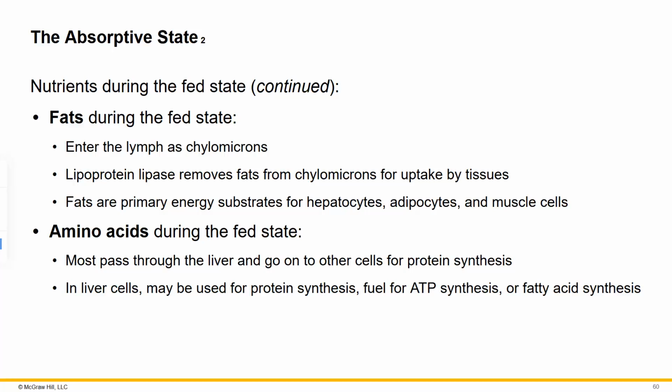Fats enter the lymph as chylomicrons. Lipoprotein lipase removes fats from chylomicrons for uptake by tissues, and fats are primary energy substrates for hepatocytes, adipocytes, and muscle cells. Amino acids during the fed state: most pass through the liver and go on to other cells for protein synthesis. In the liver, they may be used for protein synthesis, fuel, ATP synthesis, or fatty acid synthesis.